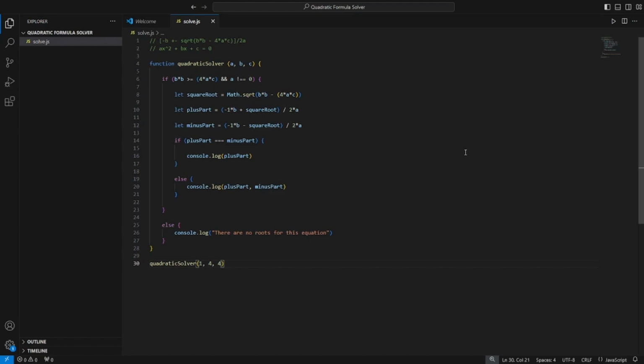Today we'll be discussing a quadratic solver in JavaScript where you can take in inputs A, B, and C for the quadratic equation, and the code will be able to use the quadratic formula to return to you the roots. So let's get started with the code.